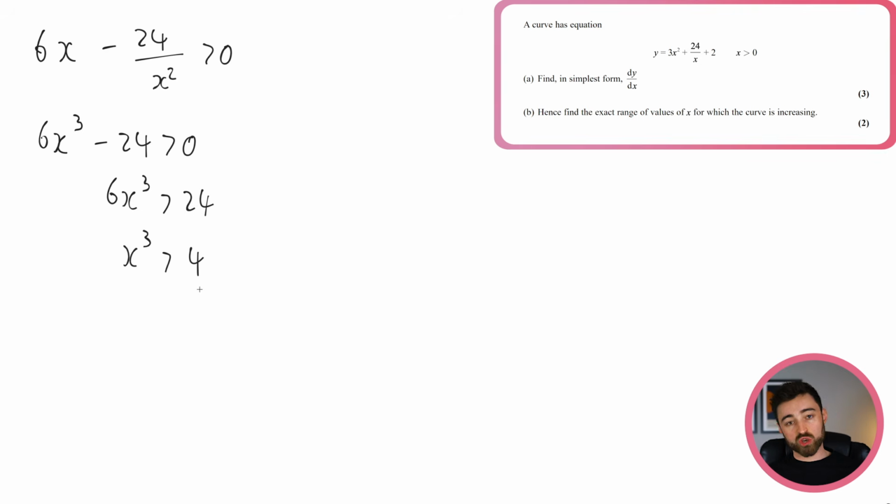And am I allowed to cube root? I am, because think about it, cube rooting doesn't change the sign at all, does it? If I have a positive number and I cube it, it stays positive. If I have a negative number and I cube it, it also stays negative. So cube rooting is okay. Square rooting, you've got to be careful. Cube rooting is fine. So basically, x must be greater than the cube root of 4.